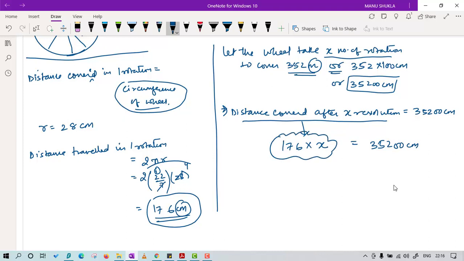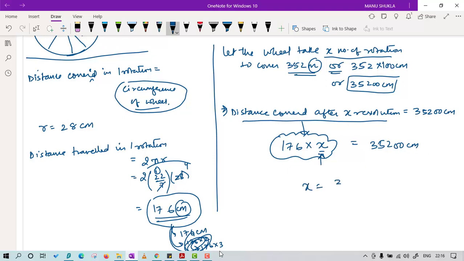Again I am telling you from where we got this thing. It's very simple. In one rotation we have covered 176 centimeters. In two rotations we have covered 176 into 2. In three rotations, 176 into 3. In four rotations, and so on. In x rotations we have covered this much distance. Now we can easily find the number of rotations.